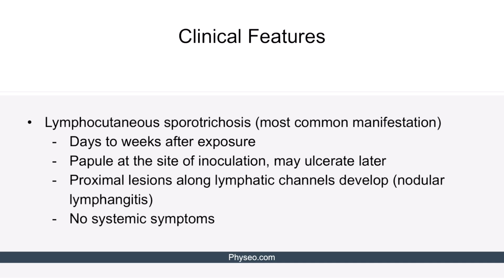Let's talk about clinical features of lymphocutaneous sporotrichosis, which is the most common manifestation of sporotrichosis. Symptoms appear days to weeks after exposure. First, a papule at the site of inoculation appears, which may ulcerate later. Then, proximal lesions along lymphatic channels develop, which is called nodular lymphangitis. There are no systemic symptoms.